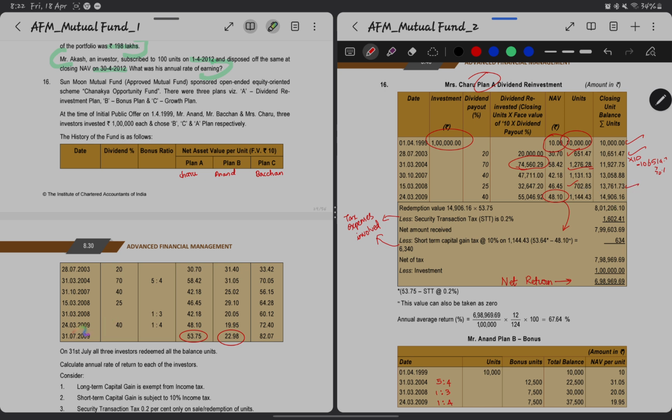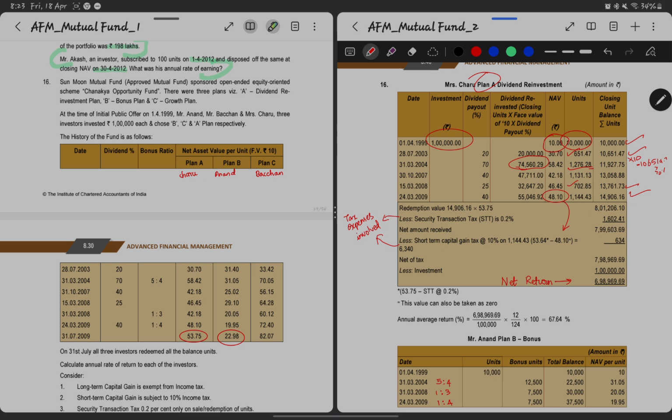On the last day, like before the redemption, 24/3/2009, 40% dividend was issued. So 13,761.73 multiplied by 10 into 40% will give us dividend during that time. Then divided by NAV will give us the additional units to be added. Now adding that to the closing balance, the ultimate closing balance will become 14,906.16.